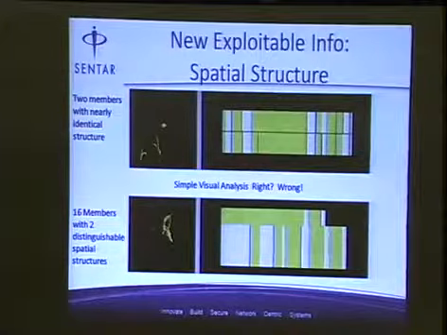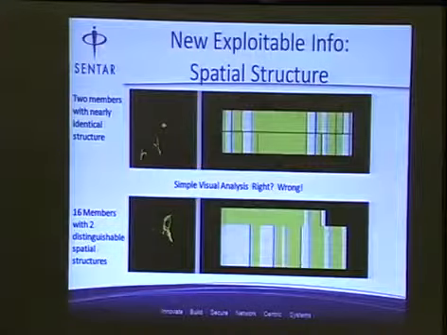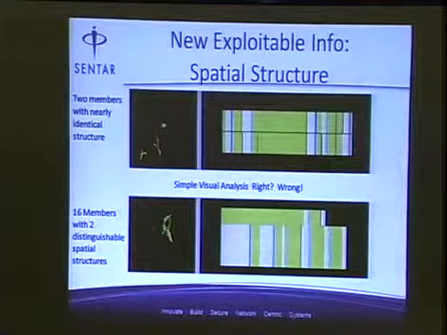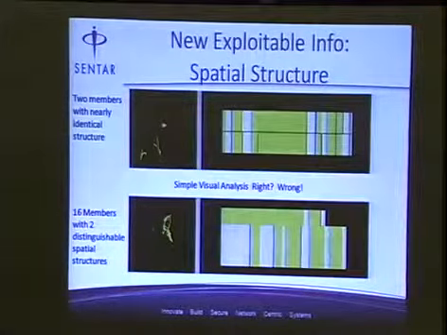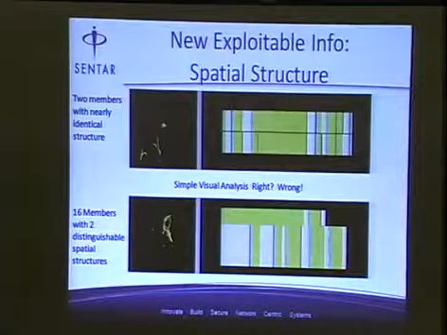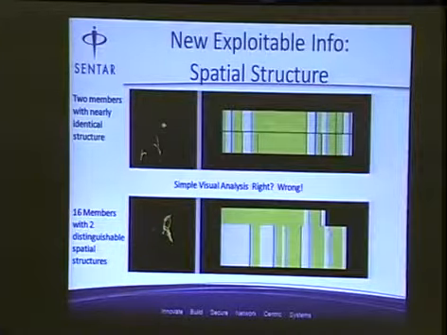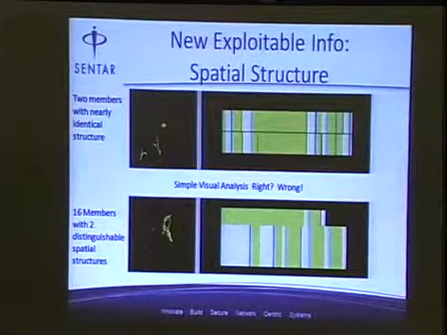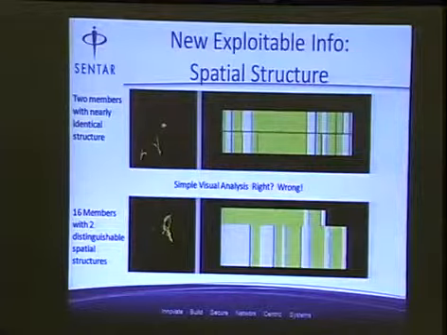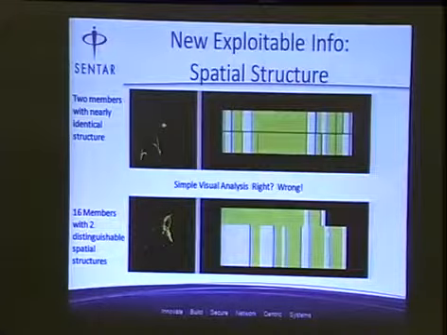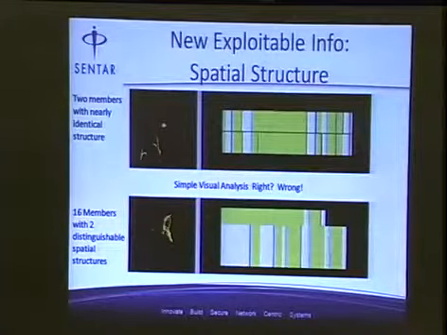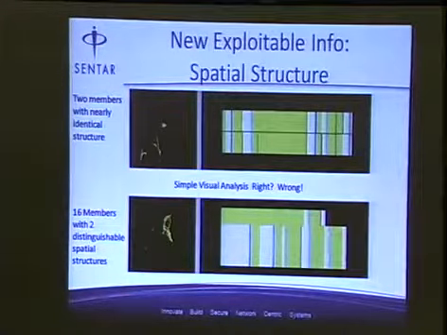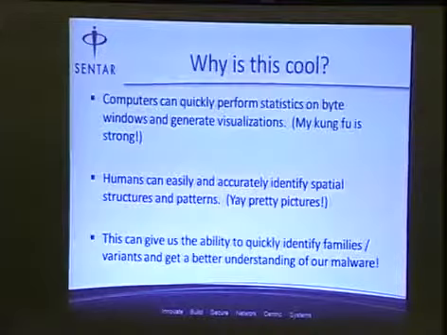Below that, I'm showing 16 members with 2 families. I'm sorry that they're not delineated like the top one. You'll have to take my word for it. This is 16 members with 2 distinguishable spatial structures. It's not just that they match byte sequence, they have matching keys, or these characteristics of byte sequences. It's that they share structure. And that's actually 2 different families from the Mandiant APT1 report.